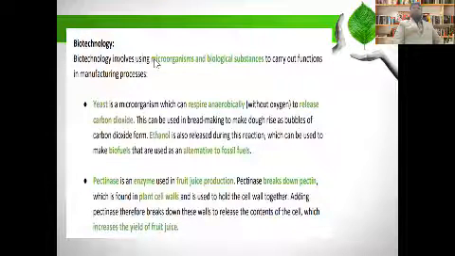Biotechnology involves using microorganisms and biological substances to carry out functions to manufacture processes. For example, yeast is a microorganism which can respire anaerobically, without oxygen, to release carbon dioxide gas. This can be used in bread making. In the kitchen there is a yeast powder.